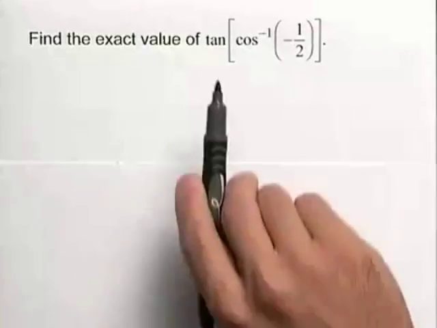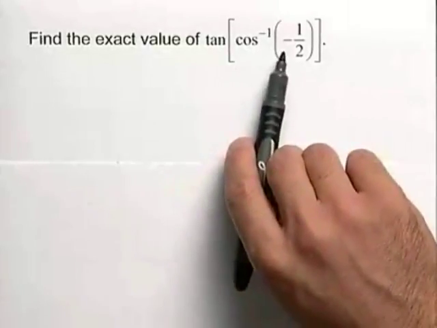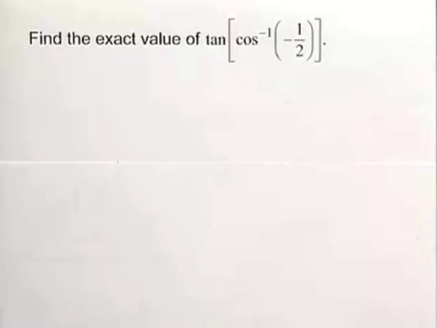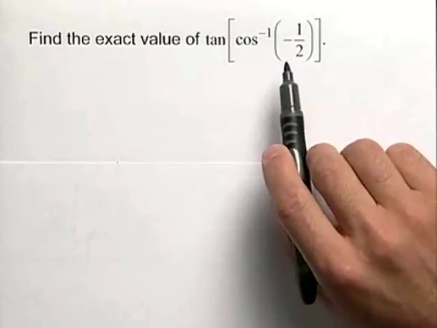Let's find the exact value of the tangent of the inverse cosine. Now, I said a mouthful there. It's the tangent of the inverse cosine of negative 1/2. We have to start on the inside, focusing our attention on the inverse cosine.